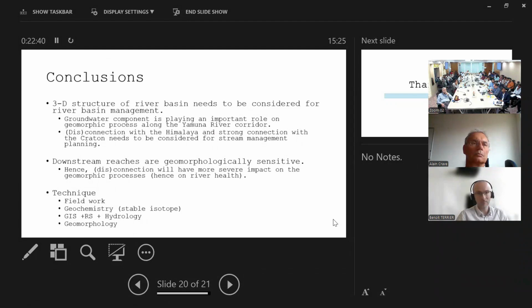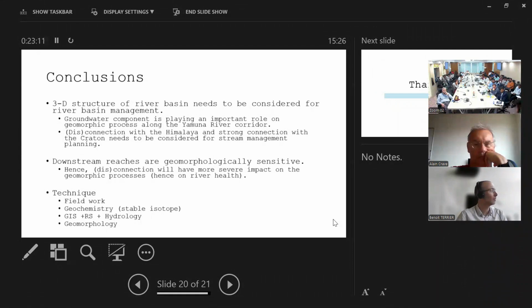Initial studies have shown that groundwater may play an important role in many other river systems as well. So groundwater in the Yamuna river system is playing an important role in the geomorphic processes and on the river corridor part. And disconnection with the Himalaya and strong connection with the Craton needs to be considered for stream management. So this is a very, very different river system. It is not just one basin-scale approach that will work. We have to understand the source-sink dimension and what kind of connectivity is there.